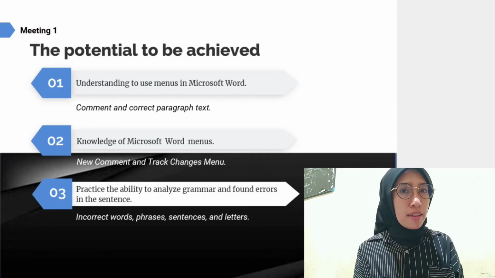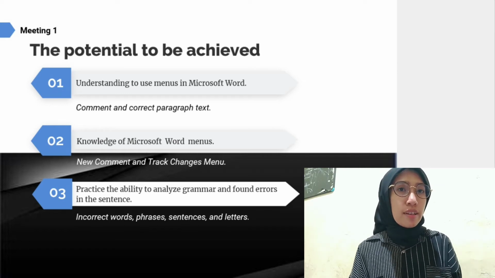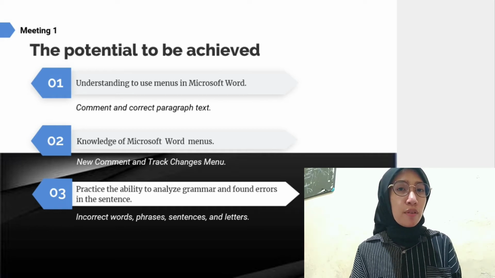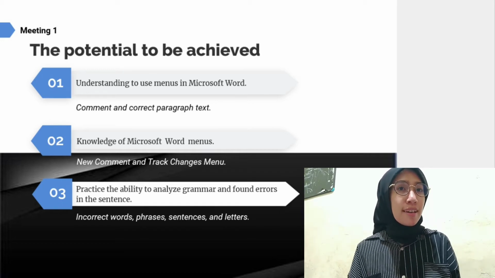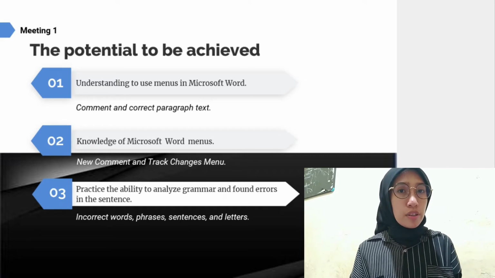Okay, well, I will explain the competencies to be achieved in this learning. The first is understanding the menu in Microsoft Word, which includes how to add comments and corrections in Microsoft Word files. The second is the achievement of knowledge of the Microsoft Word menu. With this knowledge, you can use the new comment and track changes menu. The third is to train the ability to analyze grammar and find errors in sentences. This can also be achieved by knowing words, phrases, sentences, and letters so that it can increase the ability to analyze.